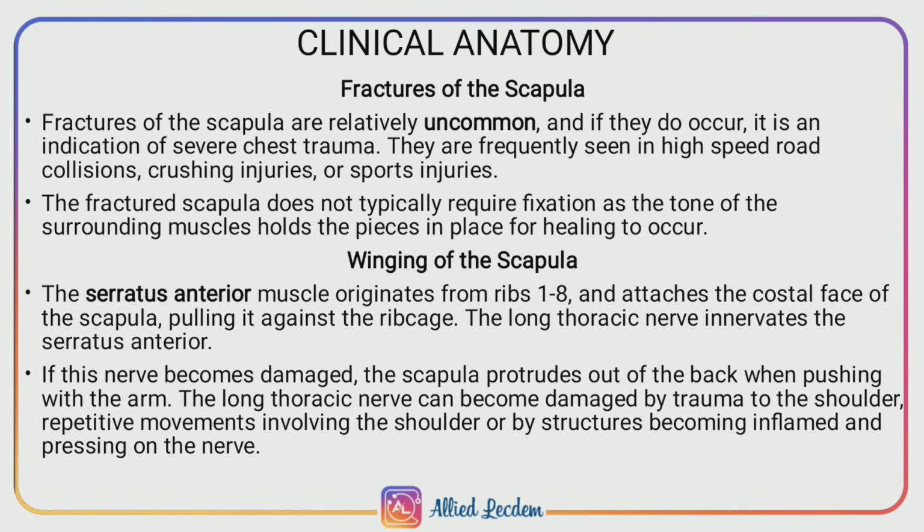The next is winging of the scapula. The serratus anterior muscle originates from ribs 1 to 8 and attaches to the costal face of the scapula, pulling it against the rib cage. The long thoracic nerve innervates the serratus anterior. If this nerve becomes damaged, the scapula protrudes out of the back when pushing with the arm. The long thoracic nerve can become damaged by trauma to the shoulder and by repetitive movement involving the shoulder, with structures becoming inflamed and pressing on the nerve.